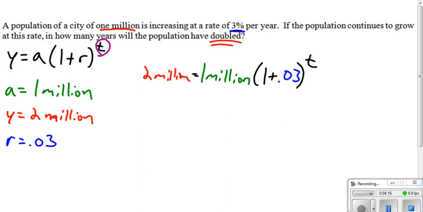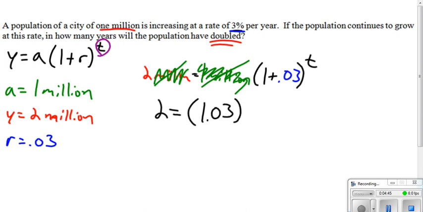Now from here, we can divide both sides by 1 million to start getting rid of some stuff. Divide by 1 million, divide by 1 million. Essentially this goes away and we're just left with 2 over here, because 2 million divided by 1 million just gives us 2. So now we know that 2 equals 1 plus 0.03 to the t power. So we could rewrite that as 2 equals 1.03 to the t power. Once we're here, we go back to using properties of logarithms.